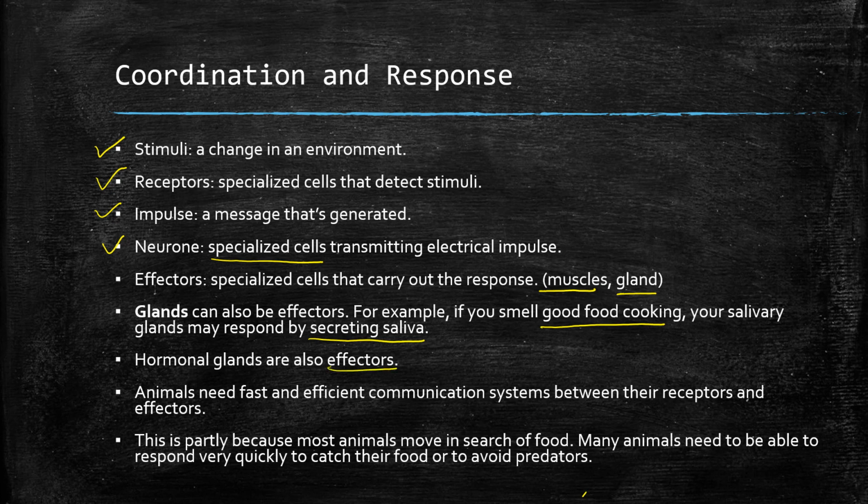Animals need a fast and efficient communication system between the receptor and the effector. This is partly because most animals move in search of food. Many animals need to be able to respond very quickly to catch their food or to avoid predators. That is why nerves are the best type of communication systems.